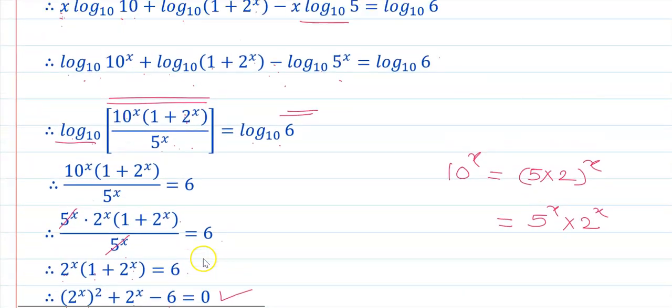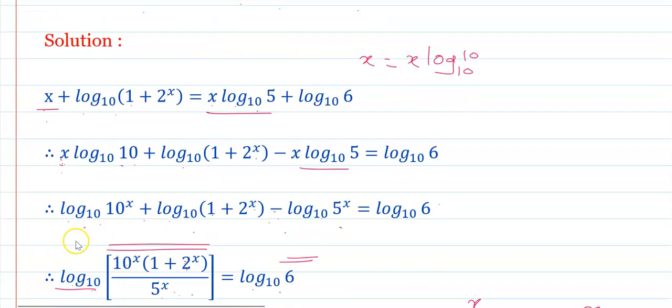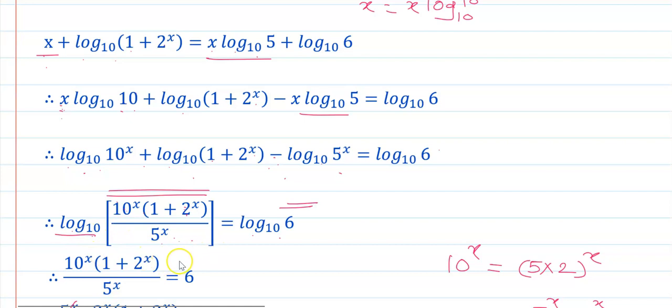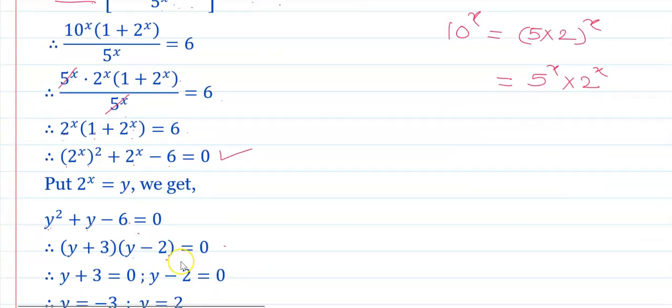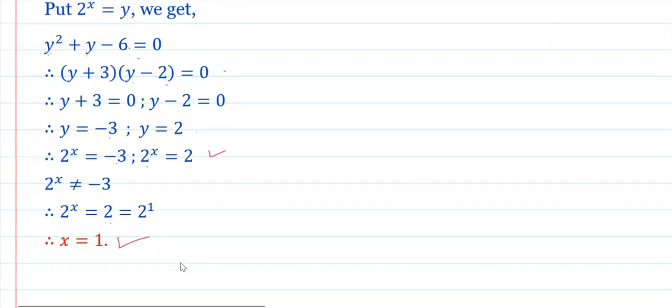Okay, again you can see here: x means log of x into log of 10 to the base 10. This is important. Then all x terms on the left hand side, and apply the log rule there. You will get a quadratic equation in terms of 2 raised to x. We treat 2 raised to x as y. Quadratic in y, factorize it. 2 raised to x is equal to minus 3 is not possible. Why? Because this is the exponent form, and therefore 2 raised to minus 3 is not possible. And therefore x is equal to 1.